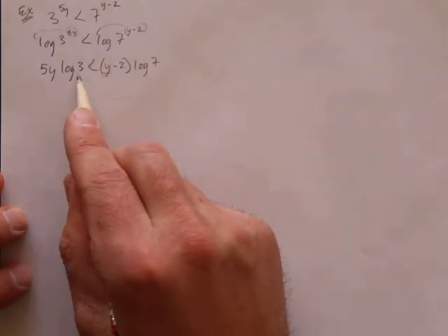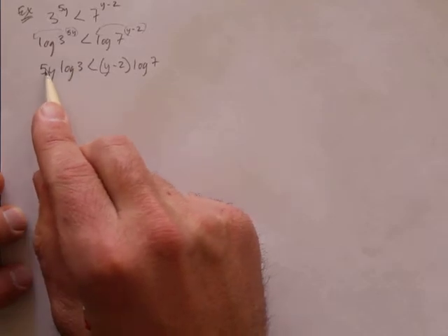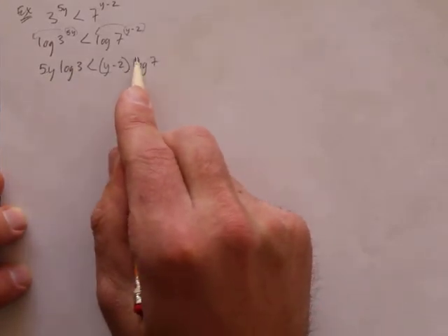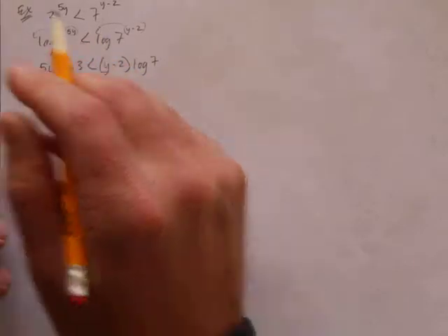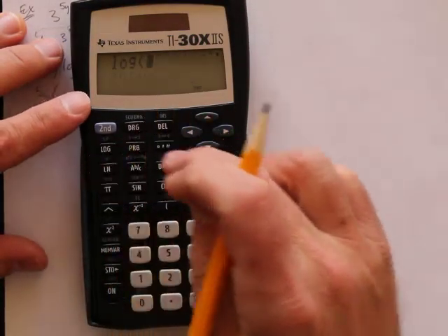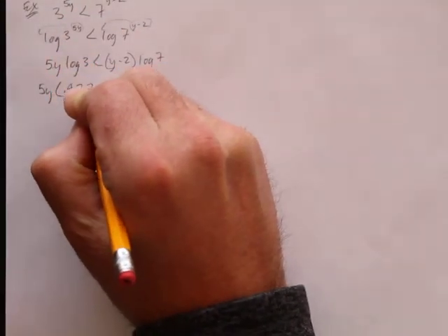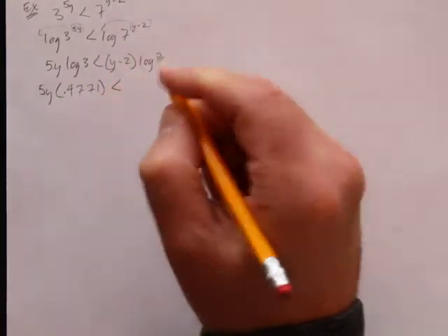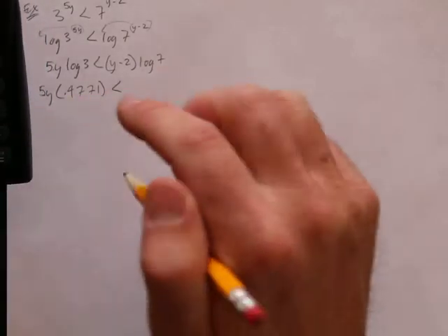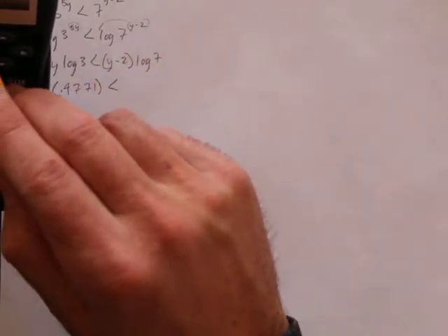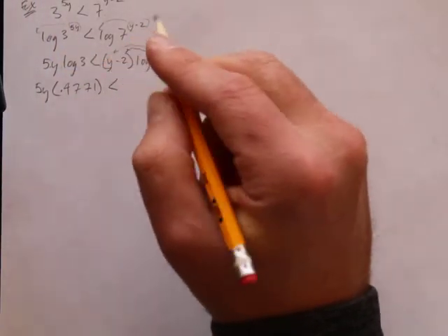At this point, instead of dividing, we could just find the log of 3 and multiply it by 5, and the log of 7 and multiply it by negative 2 and by y. Let's just do that. That might be easier. 5y times log of 3. So I'm going to take the log of 3, and I get 0.4771 is less than, what's log of 7? Log of 7 is 0.8451 approximately.